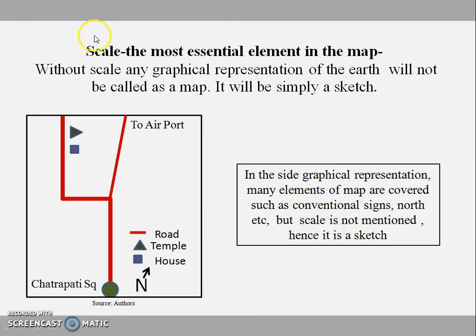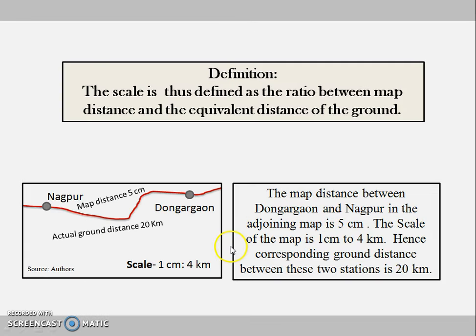So, we have seen that without scales, any graphical representation of the Earth's surface will not be called a map. It will be simply a sketch. In the given diagram, many elements of maps are covered, such as conventional signs, direction, etc. But the scale is missing. Hence, it is simply a sketch.